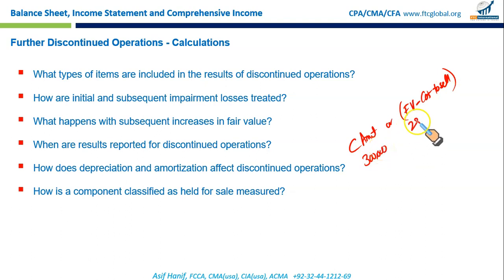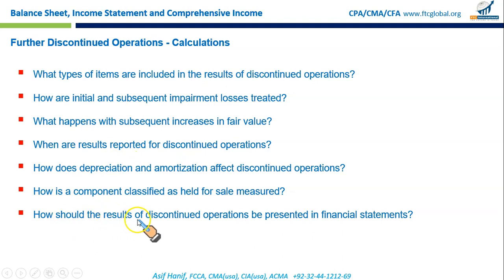Fair value, let's say, is $280, and cost to sell is 10. So that means it's $270. So 300 is the carrying amount, and 270 is the fair value minus cost to sell. The fair value minus cost to sell is clearly lower than the carrying amount, so this is what we are going to use as the measurement value for this segment.